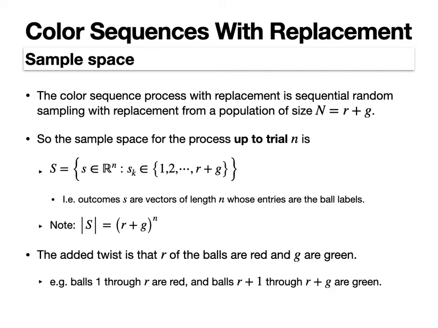The cardinality of the sample space would just be (r plus g) to the nth power, right? Because you have r plus g choices for the first ball, and then we're sampling with replacement, so you have r plus g choices for the second ball, and so on. So the cardinality of the sample space is (r plus g)^n. And again, the only added twist is that r of the balls are red and g are green. And just for specificity, you might want to think of balls with labels 1 through R as painted red, and balls with labels R plus 1 through R plus G as painted green.